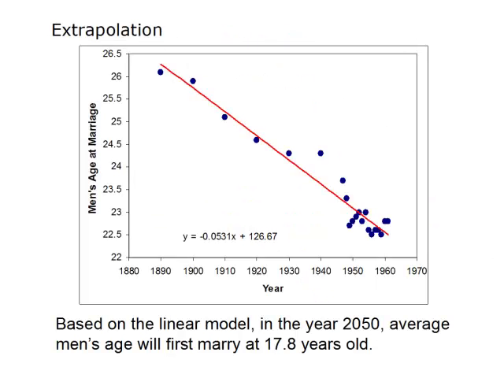If we were to extrapolate to the year 2050, it turns out, based on our line of best fit, that the average men's age in which they first marry is 17.8 years old. Now, that really doesn't make much sense, because if we were to go in further, you could see that the age would decrease. So when you're predicting, you should always use values within the x values that are given.